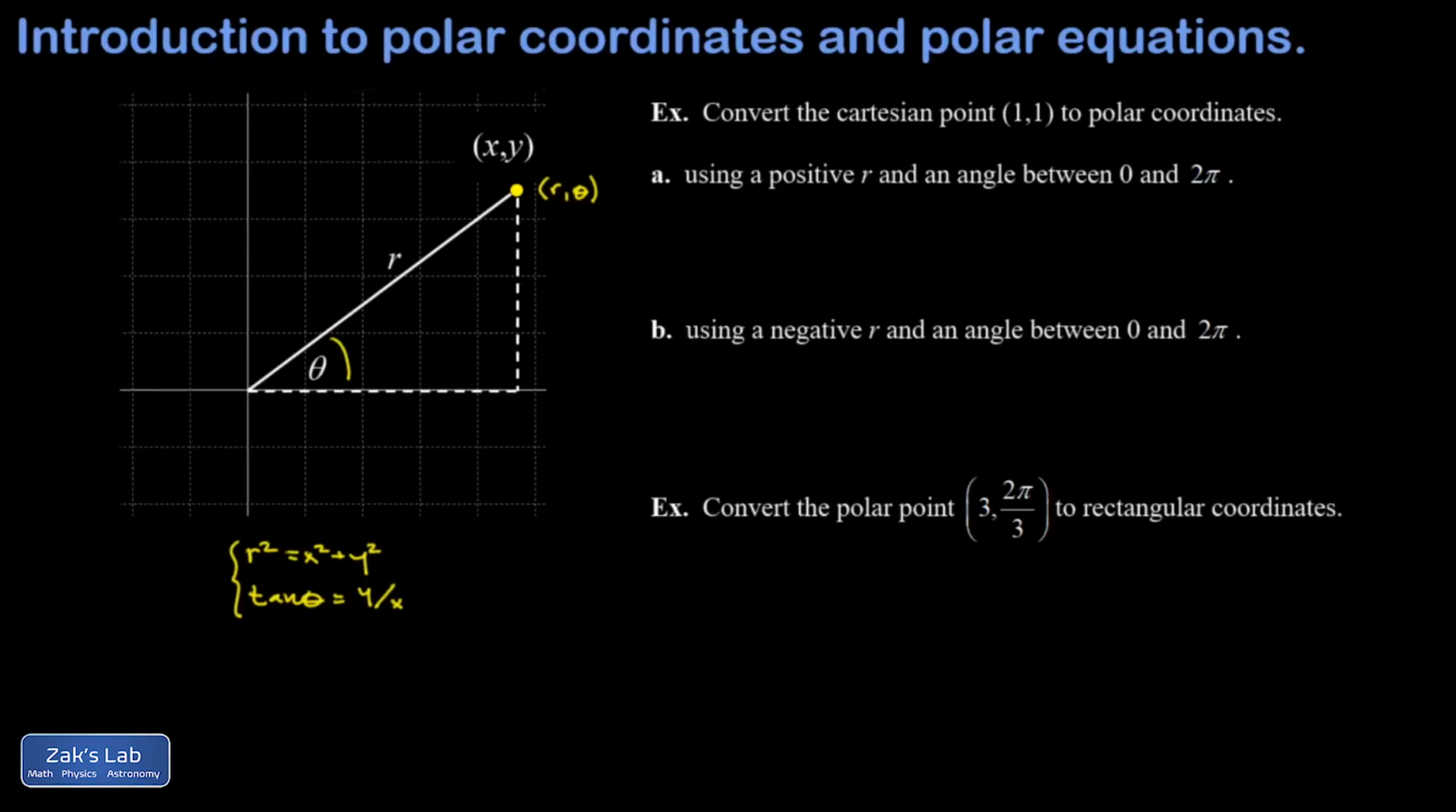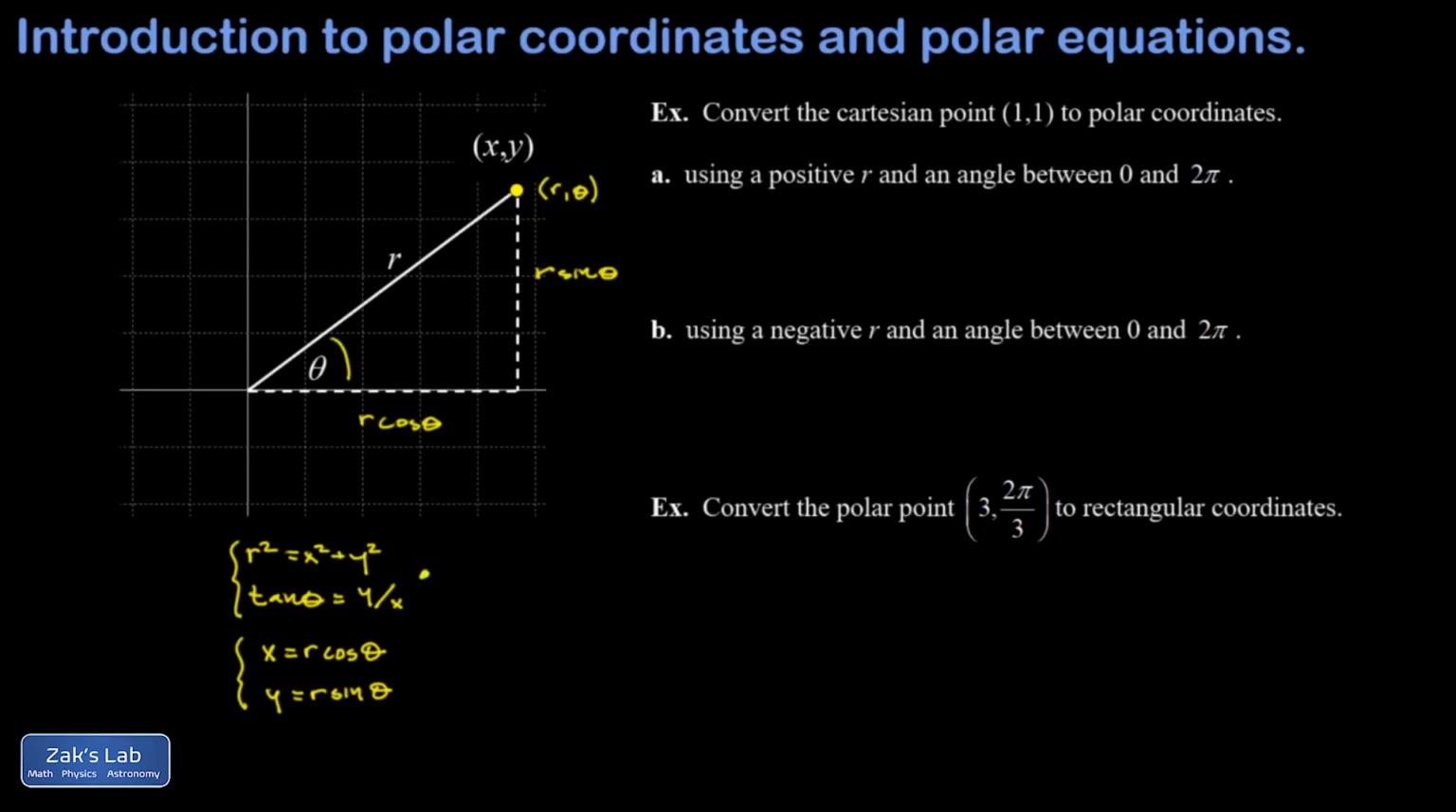I can go the other way around and ask what's x in terms of r and theta. And that's just the adjacent side of this right triangle, so that's r cosine theta. And while I'm at it, I'll put in the opposite side, that's r sine theta. And I've got the equations that give me the x and y coordinates if I know the r and theta coordinates.